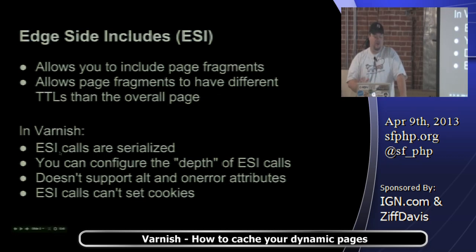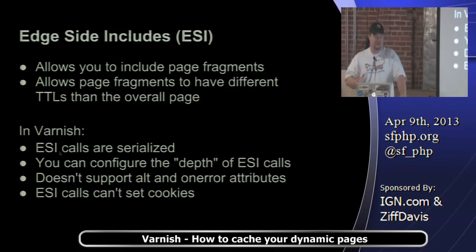A couple of things to note about Varnish: ESIs are serialized. That means that it makes one ESI call, waits for it to finish, makes the next call, waits for it to finish, and makes the next call, and so on. So if you break your page up into 20 ESIs, you may actually get a performance hit because it has to make so many serialized calls, that adds up. One of the nice things is you can configure the depth of ESI calls. So an ESI can call an ESI can call an ESI up to a configurable depth.